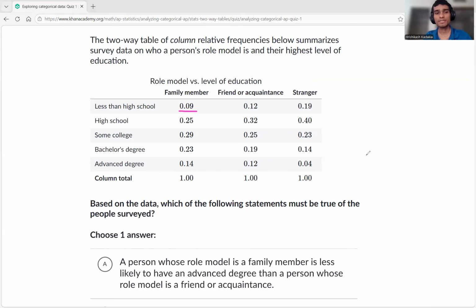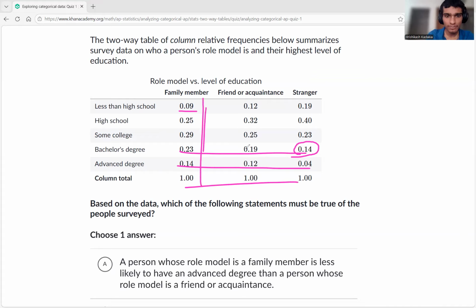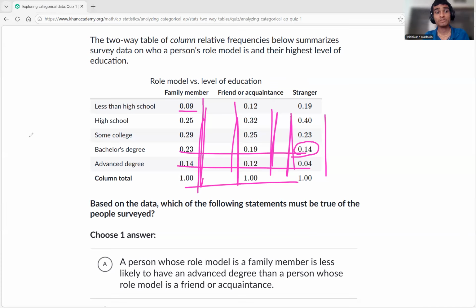But we can't say that a person who has completed a bachelor's degree is least likely to have a stranger as a role model, even though this is the least, because these frequencies don't add up to one. We have to add up to one. Here we see these all add up to one. They're column relative frequencies, not row relative frequencies. Therefore we can't make any conclusion based on the row. We have to make our conclusion based on the column they are in.